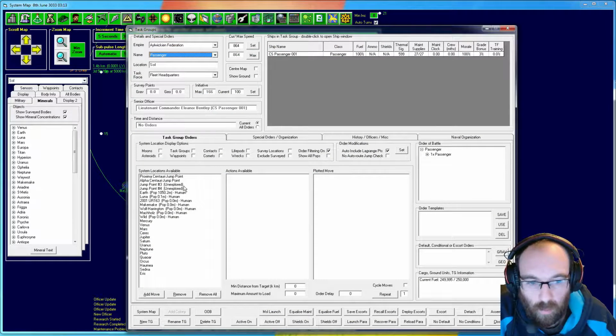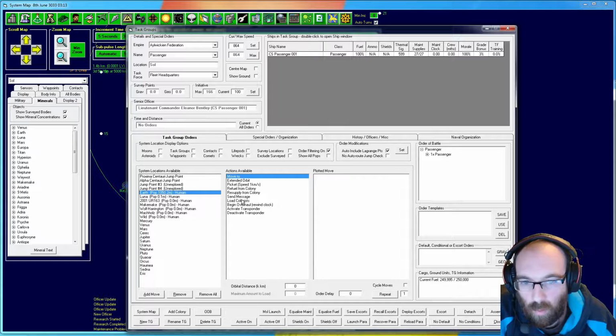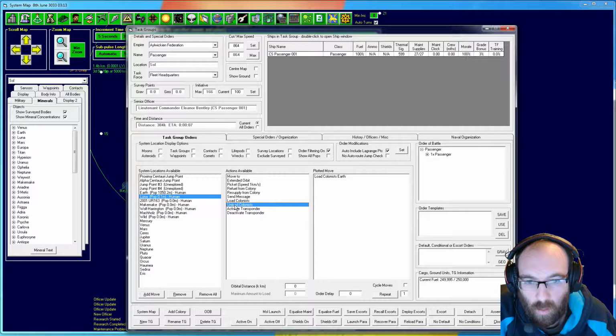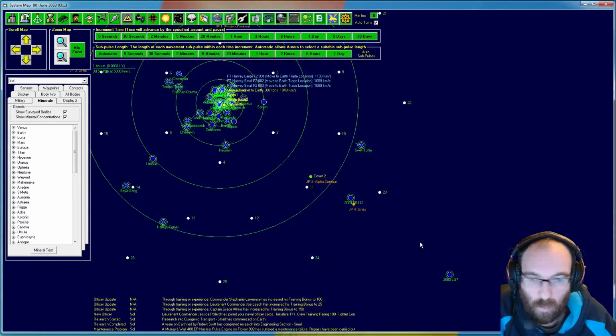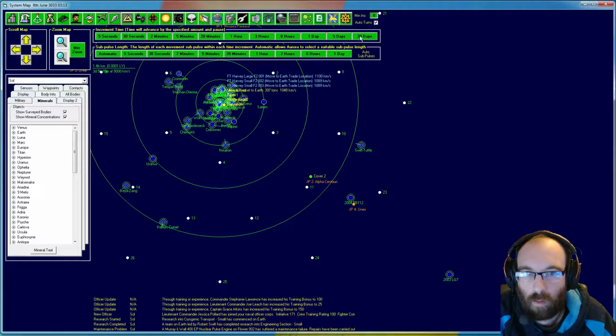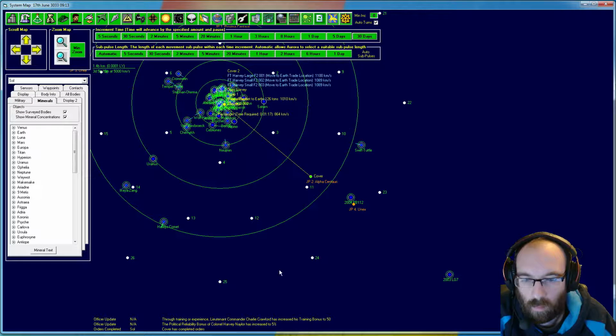Passenger. Earth, load colonists, Luna, unload colonists. Let's do that 20 times. Cover's completed orders. Yep, because he's gone to look after that.